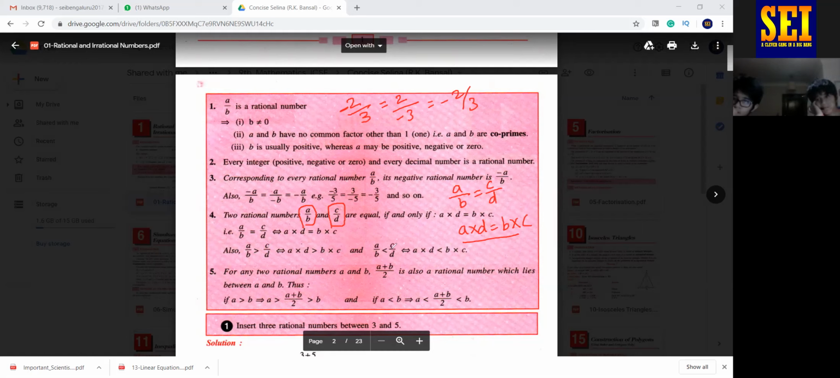Now a by b is less than c by d, which means a into d is less than b into c. Are you following? Yes. Now next question you see.